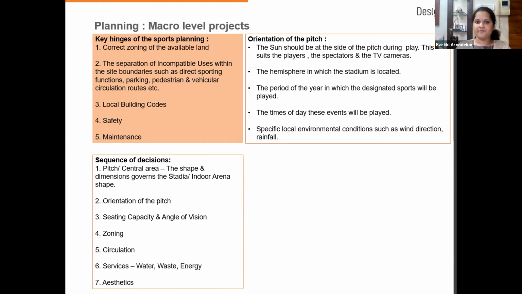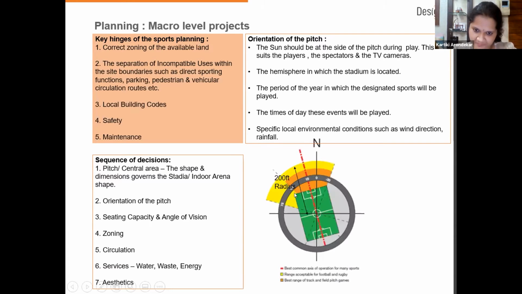The wind direction, of course, and the weather or cloudiness. All these natural factors are there. It should be beneficial to the players. The hemisphere in which the stadium is located derives the orientation of the pitch, and so do the period of the year when you're playing the game, the times of the day, whether it is daytime, afternoon, or night time game, and special local environmental conditions.